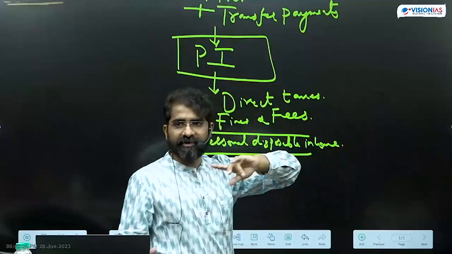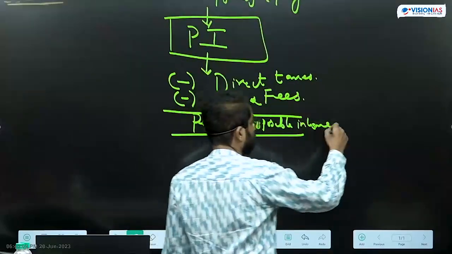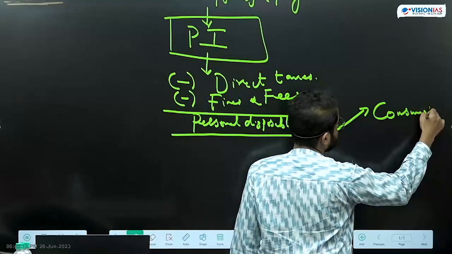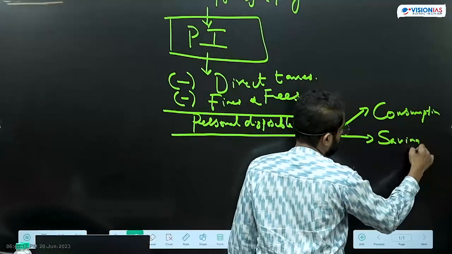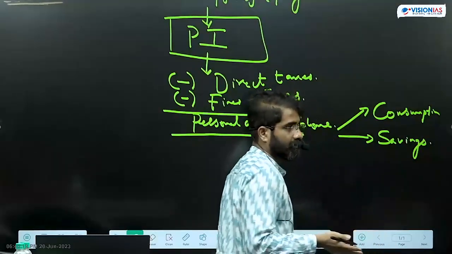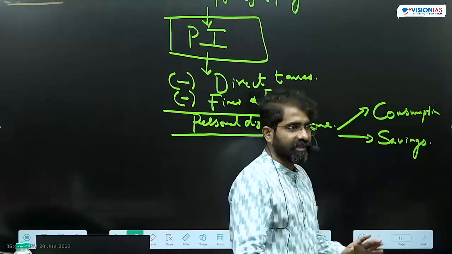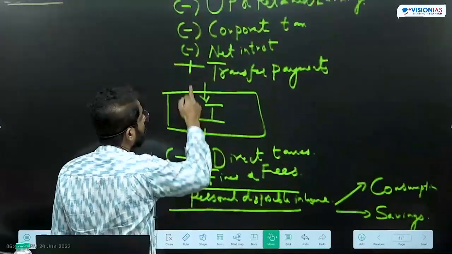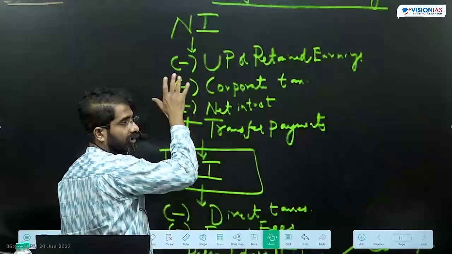Is this clear, everybody? So this personal disposable income can, again, this was leading to what? Consumption, or I will save. I hope it is clear. From here, it can turn out to become investments, etc. Now, this is how from national income we arrive at personal income. For that, the concept should be clear.